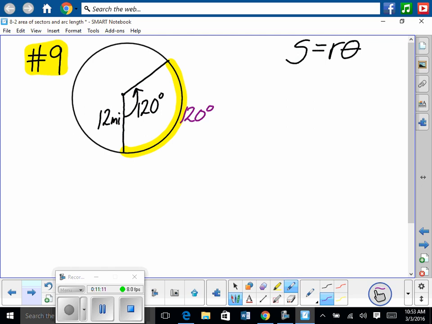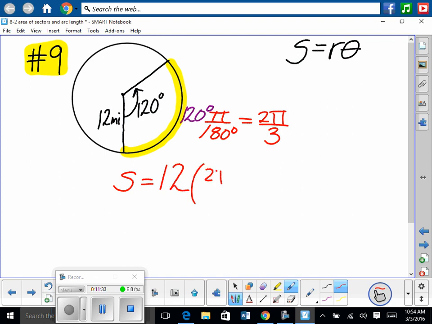But now we want the physical length of 120 degrees. So we're going to change that from degrees to radians. So we're going to multiply by pi over 180, right? So go, calculator, tell me what that is equal to. 2/3. So really this is 2 pi thirds. So now we can go ahead and use our formula. So arc length is equal to our radius, which is 12 miles, times theta, which is 2 pi thirds.